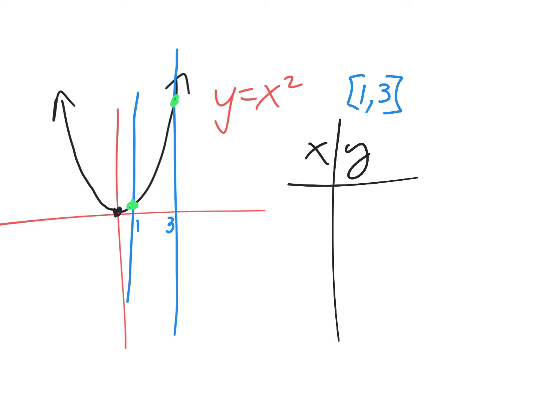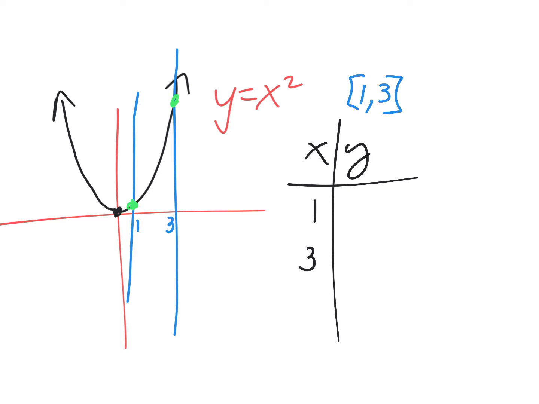Paige, did I get given the 1 and 3? Are those X or Y's? Those are X's. So 1 and 3 are my 2 X values. Okay?